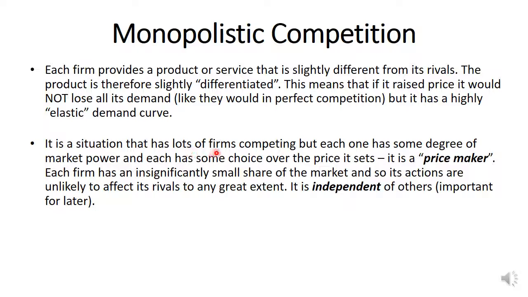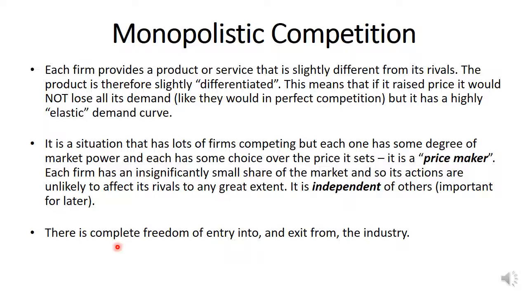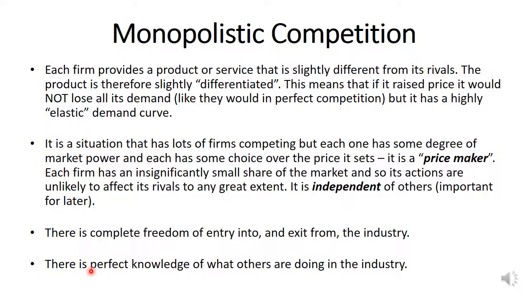We also have lots of firms competing, and so each one has some degree of market power over the price, and so it's called a price maker. Because you've got a downward sloping demand curve, you can set the price, okay? But each firm is so insignificant that it's not going to affect the rivals, and so in that sense it's independent. That's important when we get to the next market form called oligopoly, where we see that there's a dependence going on, but with monopolistic competition they're independent. And lastly, there's complete freedom of entry and exit into the industry and perfect knowledge of what others are doing in that market.